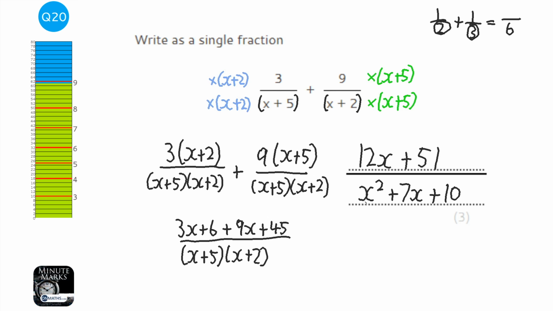Now in the exam, it doesn't always need you to expand. I could have left the bottom with brackets around it, unless it explicitly tells you to. So I think on the website for this question, it asks you to expand all the brackets. So if the question asks you to, you do have to.